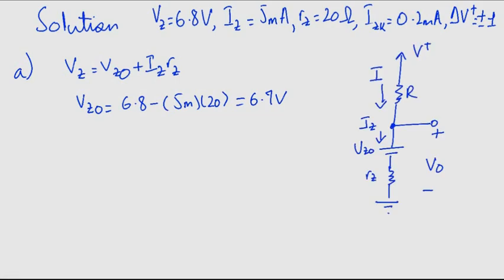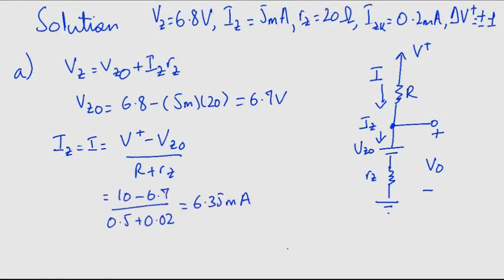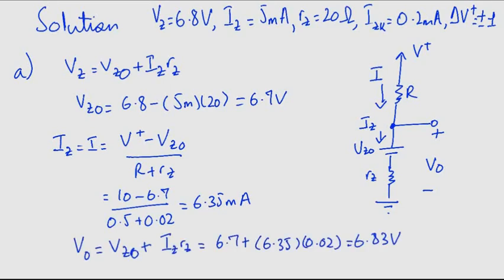With no load connected, the current through the Zener diode is given by Iz equals I, the current from the source, equals V positive minus Vz0 divided by R plus Rz. This is simple Kirchhoff's voltage law. Iz comes out to be 6.35 milliamperes. So we can easily calculate V0, and it comes out as 6.83 volts. And this is what we were asked.